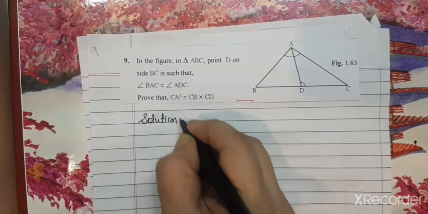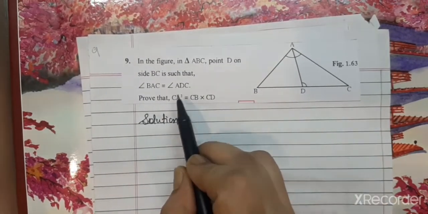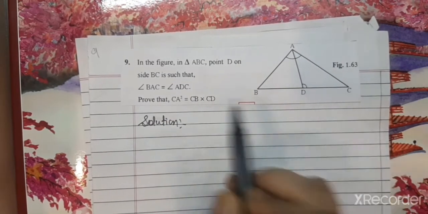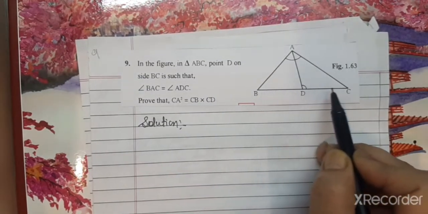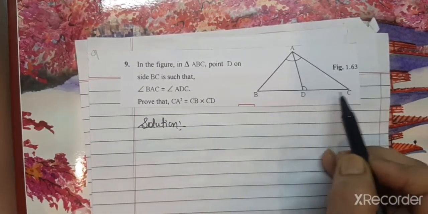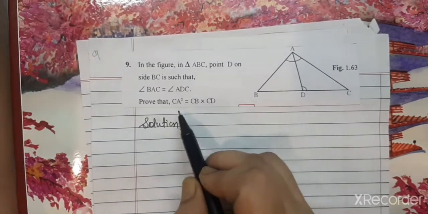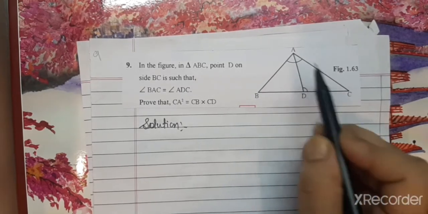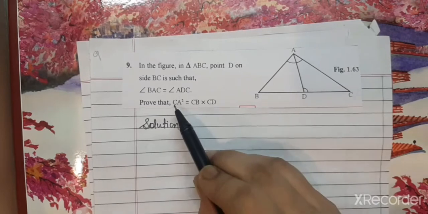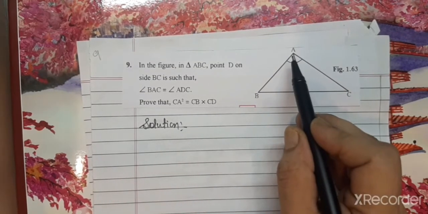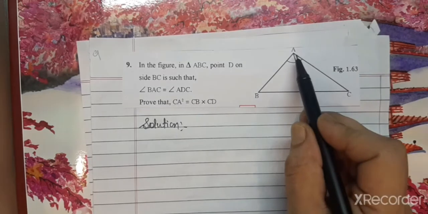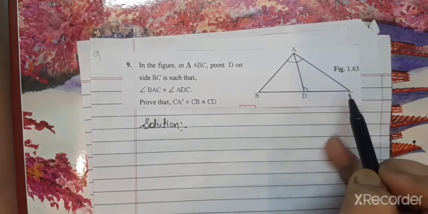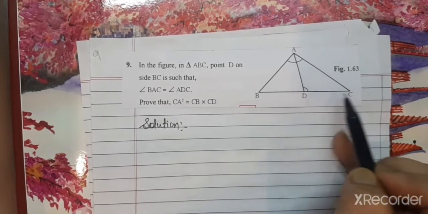Now, which triangles you have to decide from this? CA square means CA into CA. So where is CA? CA is here, CB and CD. CA is 2 times, so in both the triangles you should get CA. So if you look at what is asked, we can conclude that we will take this big triangle first, and we will take this small triangle here, ADC.